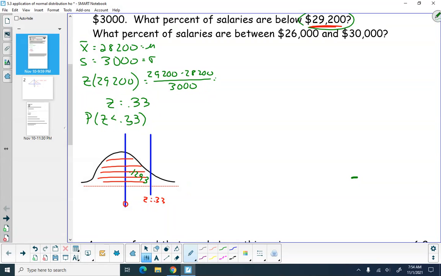I want to calculate this entire area over here. So Ethan Farnsworth, what do we got to do? Okay, so this will be 0.5 minus the 0.1293. That will give me all this area over here.